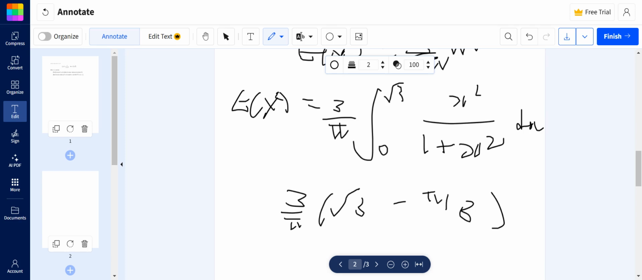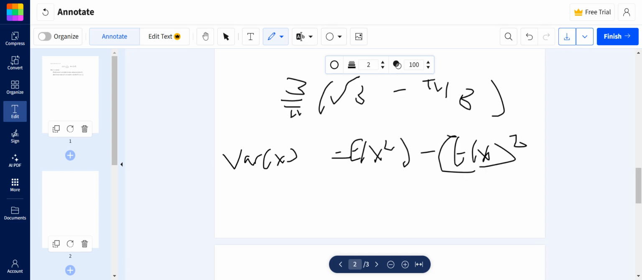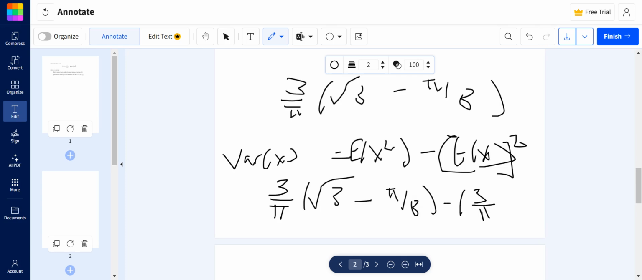Okay? And now, this means that the variance is going to end up being, well, what is the variance? It's E of x squared minus E of x, all squared. So what is that? Well, it's 3 over pi times root 3 minus pi over 3, minus, well, 3 over pi ln of 2 squared. Okay? And that's what that is.